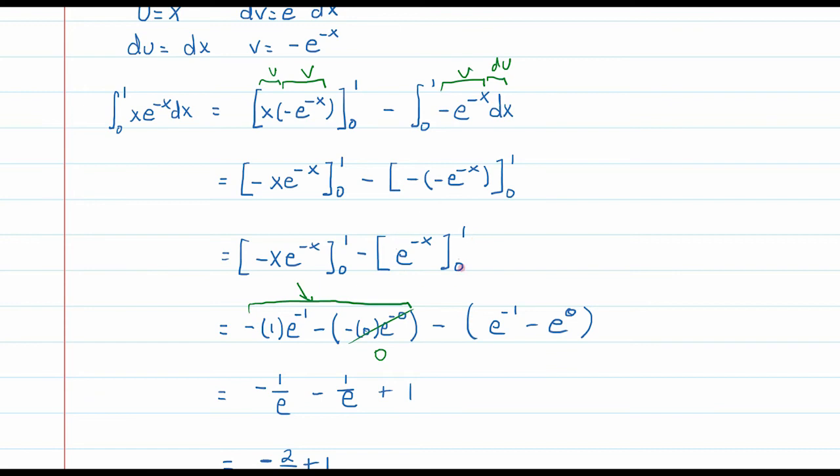Minus, and now let's evaluate this integral. It becomes e to the negative 1 minus e to the 0. And be careful and put this in brackets because this negative sign applies to everything in here.